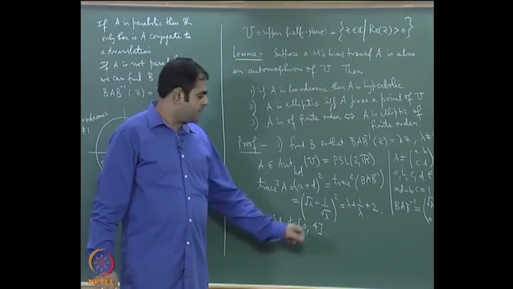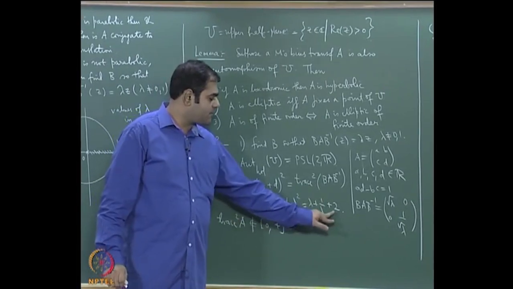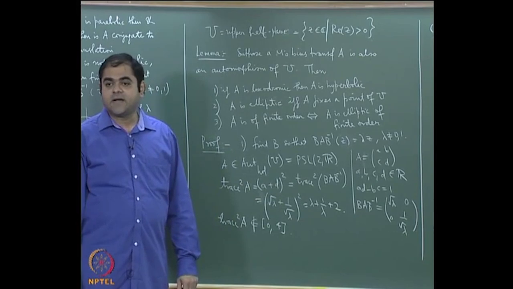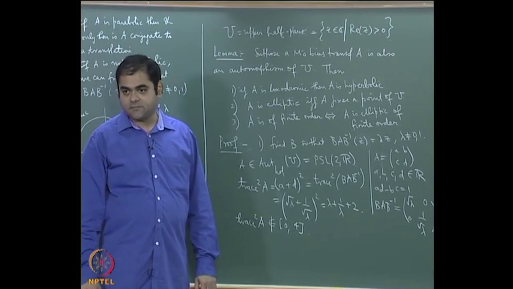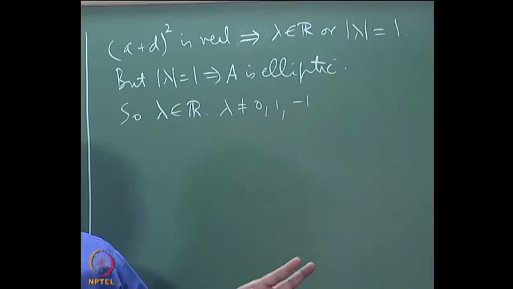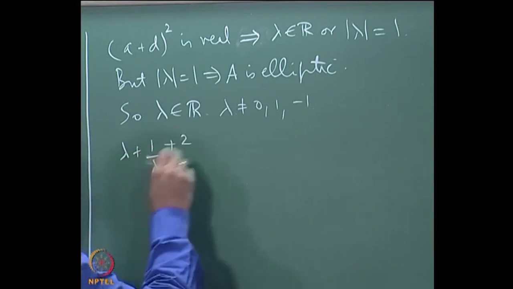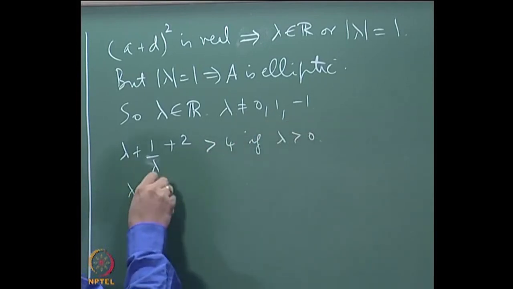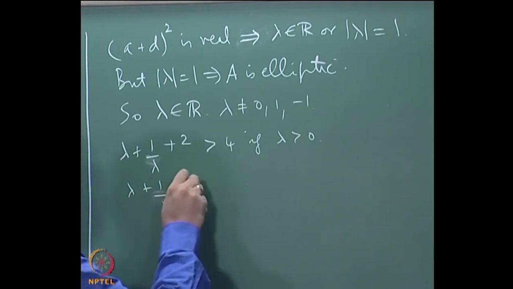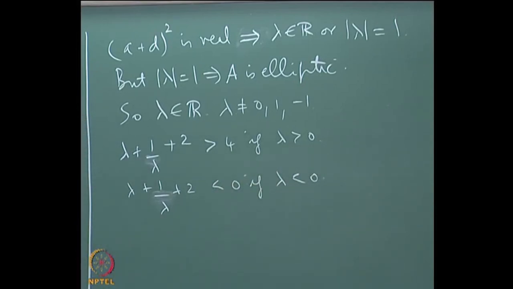Now there is another remark that I made last time: this function of real lambda, lambda plus 1 by lambda plus 2, is always greater than 4 if lambda is positive, and it is always less than 0 if lambda is negative, provided you exclude the cases lambda equal to plus 1 and lambda equal to minus 1.